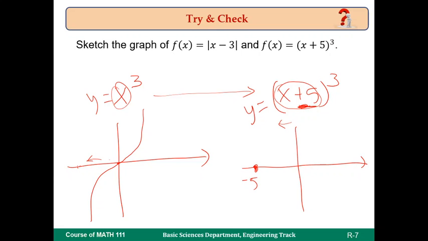And we will have this graph here. Okay, roughly it will be this graph here. So the same graph, but 5 units shifted left. So this is the graph of x plus 5 cubed.